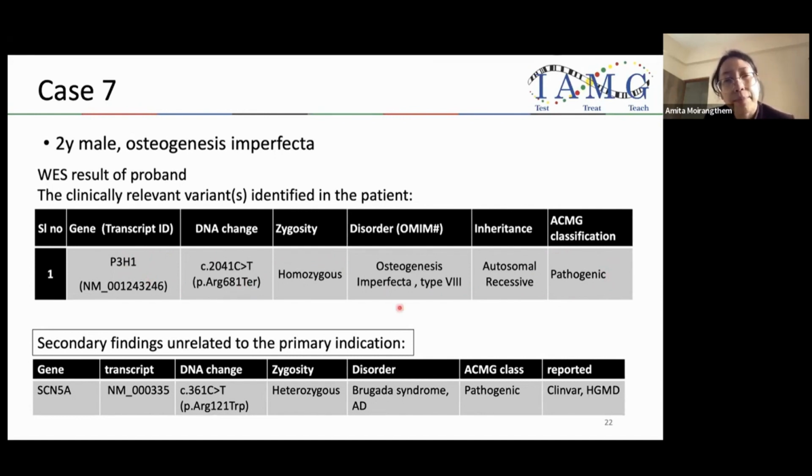However, in addition to this variant, there are some other variants detected which are unrelated to the primary indication. So in this particular case, we have a heterozygous known pathogenic reported variant which is known to cause Brugada syndrome. This child at 2 years does not have any features of Brugada syndrome. However, since we are doing an unbiased, genome-wide analysis and all the genes are being studied in one go, such situations arise frequently nowadays.